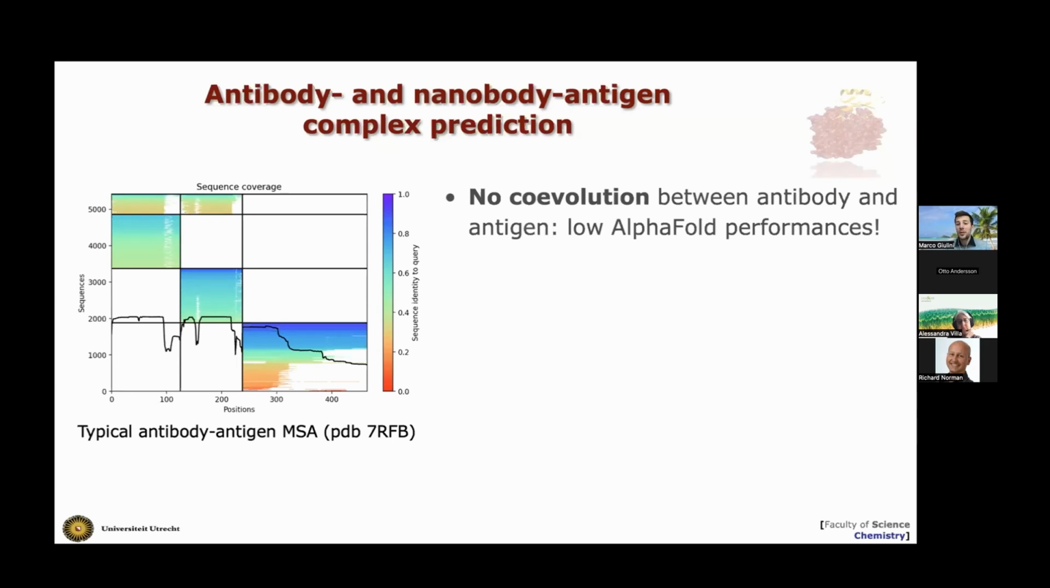But for antibodies and antigens, this doesn't work. Between the antigen and the antibody, the coevolution doesn't exist. It's our immune system that matures and creates the antibody to target a specific antigen, and these two didn't really see each other for a long time. And so the performance of AlphaFold is quite low.